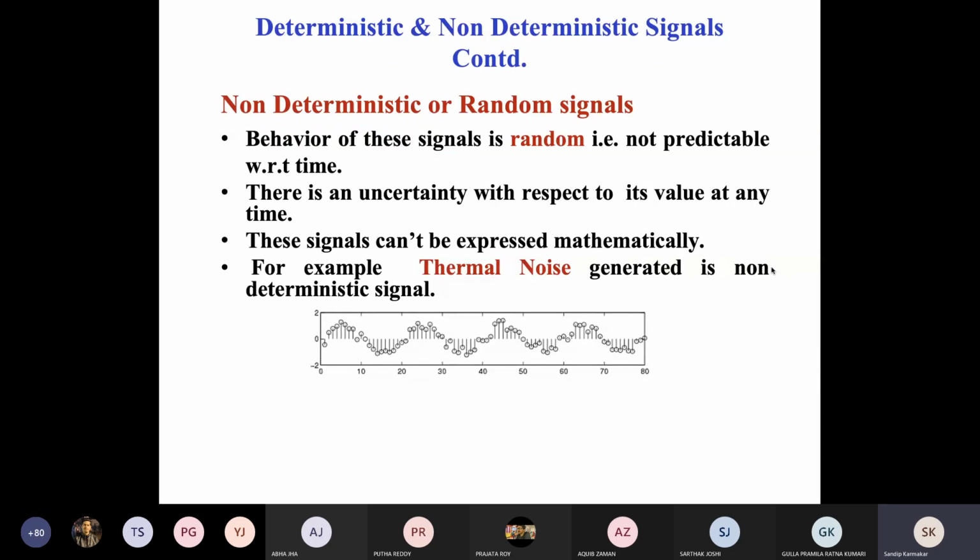Non-deterministic or random signal: the behavior of this signal is random, that is, not predictable with respect to time. There is an uncertainty with respect to its value at any time. These signals cannot be expressed mathematically. For example, thermal noise is a non-deterministic signal. This is a random signal and it is not predictable with respect to time. Is it clear?